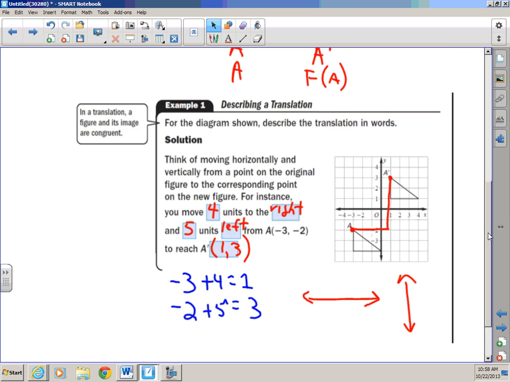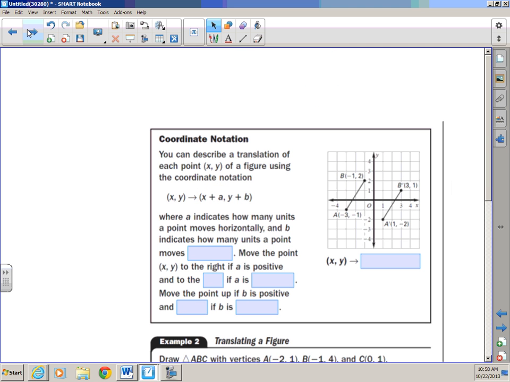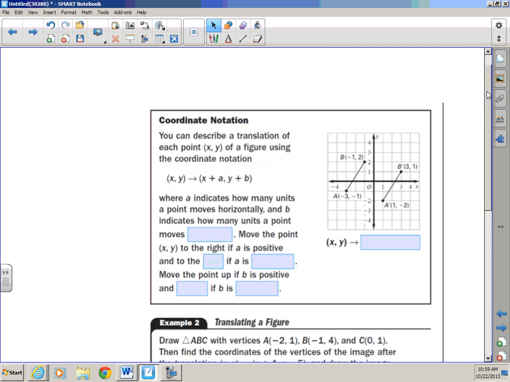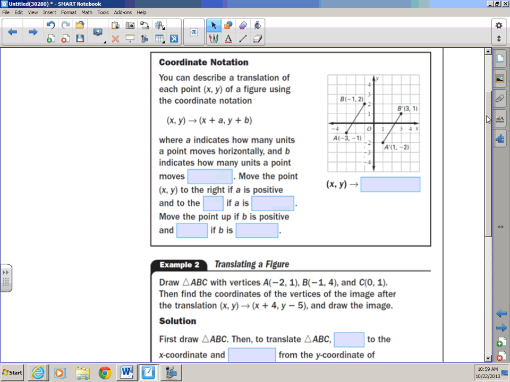Now, let's get into some more of this coordinate notation. And all we're talking about is a way for us to tell you that what we want to do is take the original figure and slide it over somehow. So, you can describe a translation of each point by using coordinate notation. Meaning, I'm going to take the x coordinate and add some number to it, and that could be adding a positive or a negative. And then I'm going to take the y coordinate and add some number to it, either a positive or a negative.